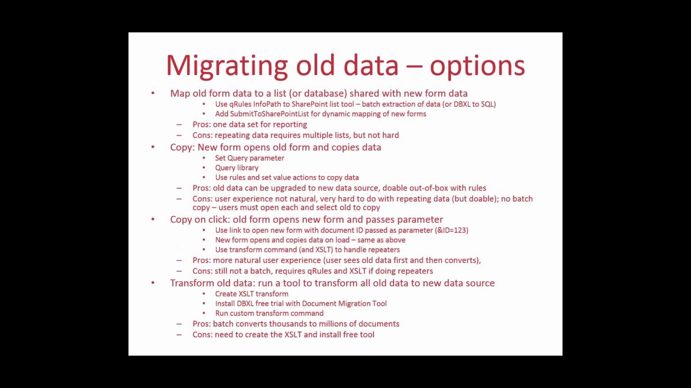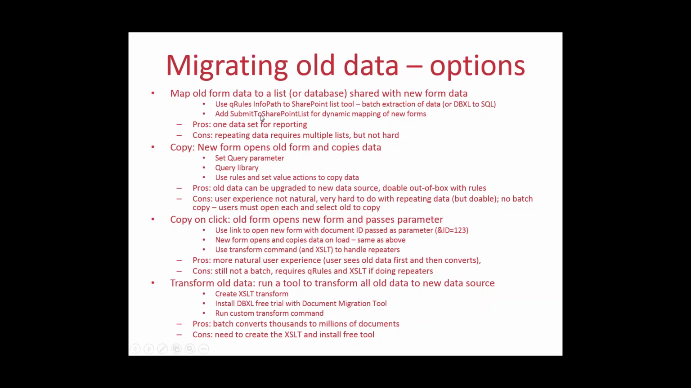So here's some options. I'm just going to talk through these quickly for the purpose of time. There are some options for migrating old data. So the first option I want to mention is you can map the data from that old form to a list or a number of lists. You can have repeating lists, of course. You can have one parent list and a child list. We have a tool that allows you to map the data from your old forms, and it's a batch tool. So it'll run ka-chunk through all thousands of your forms. You don't have to actually do it manually.